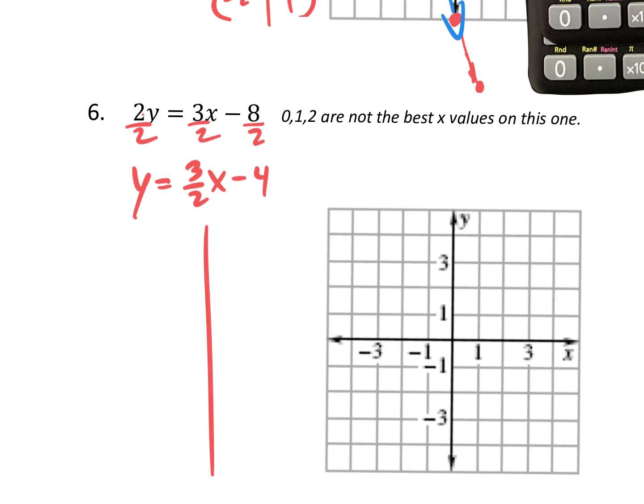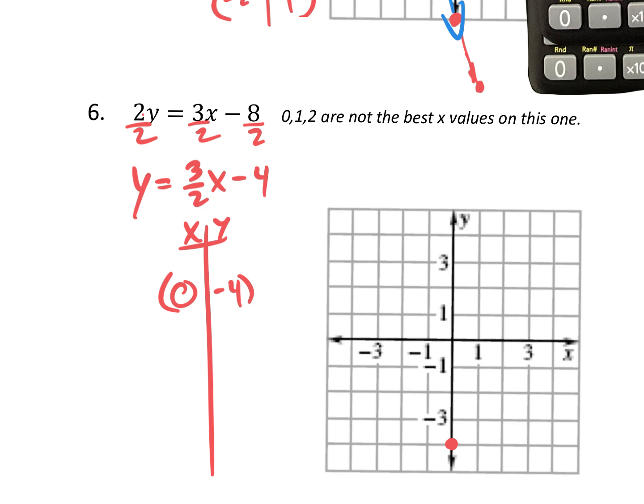But when you go to an input-output table, 0 always works. Let's always use 0. Check it out. When you plug in a 0, it's beautiful. Anything times 0 is 0. And in this case, 0 minus 4 is -4. Super easy, right? 0, -4, right there. 0 on the x, you don't go left, you don't go right, you stay at the origin, and -4 on the y, put a dot there, that's 0, -4.